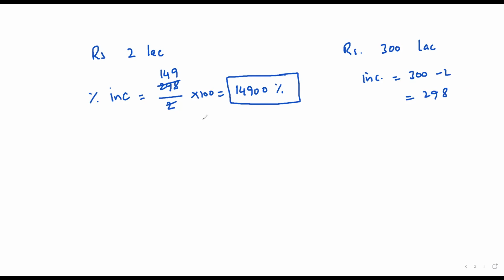14,900% is the percent increase over here. Remember that whenever you find the percent increase or the percent decrease, this denominator should always be the original value over here. If you remember two rules, I'm going to repeat them.